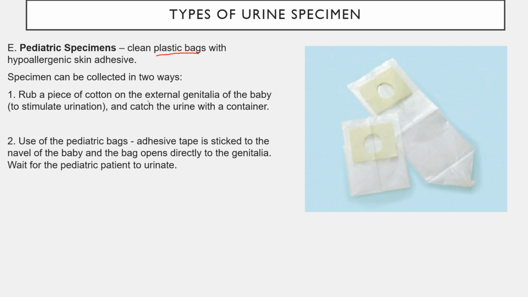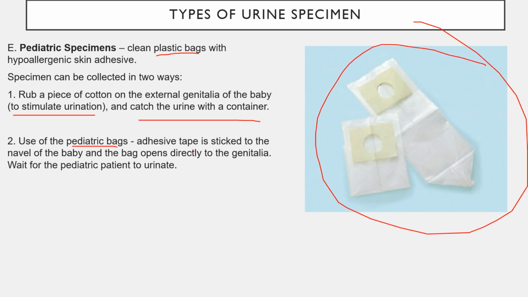So specimen can be collected in two ways. Rub a piece of cotton on the external genitalia of the baby to stimulate urination and catch the urine with a container. Or you could use pediatric bags, class. So ito yung mga pediatric bags. So adhesive tape is stuck to the navel of the baby and the bag opens directly to the genitalia. Wait for the pediatric patient to urinate. So that's the pediatric bags used for pediatric specimen.